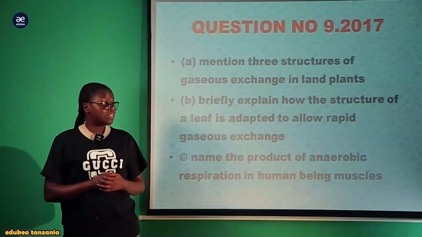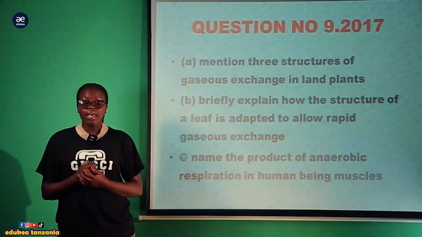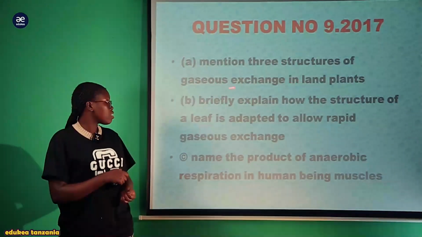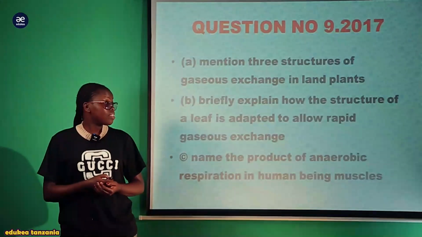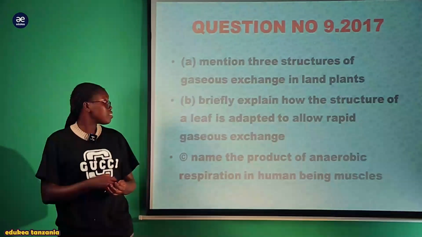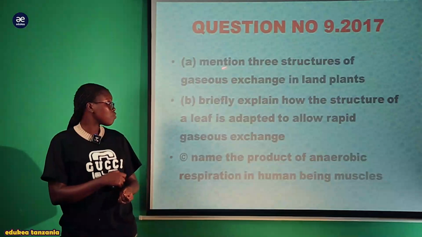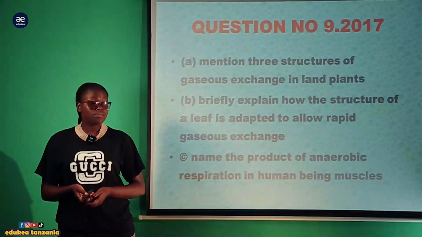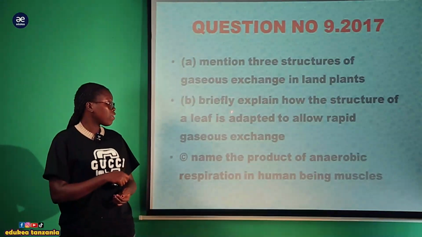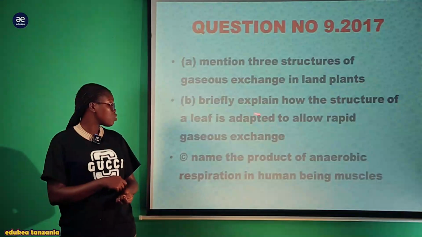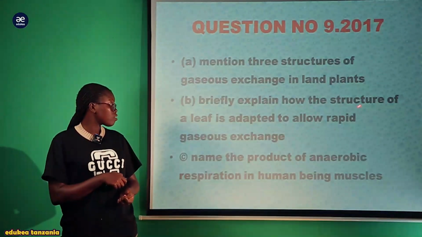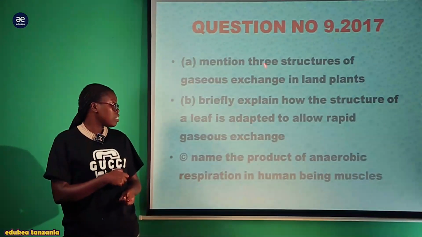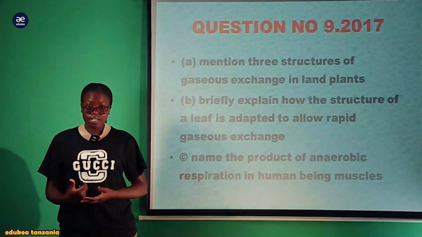And another question now is question number 9 for the year 2017, and our question states as follows. Mention the 3 structures of gaseous exchange in land plants. This is question number 9, Roman A, which needs you to mention the 3 structures of the gaseous exchange in the land plants. And another question is Roman B, briefly explain how the structure of a leaf is adapted to allow rapid gaseous exchange.